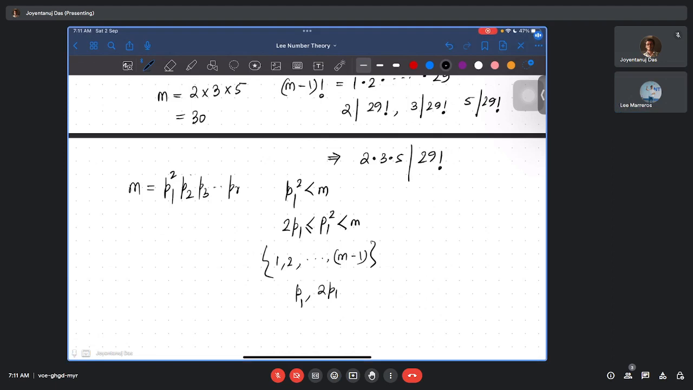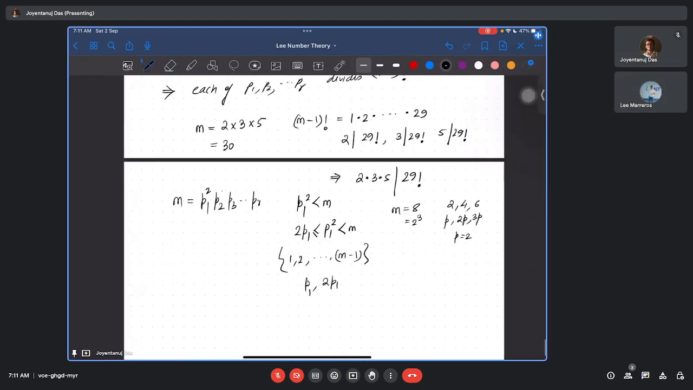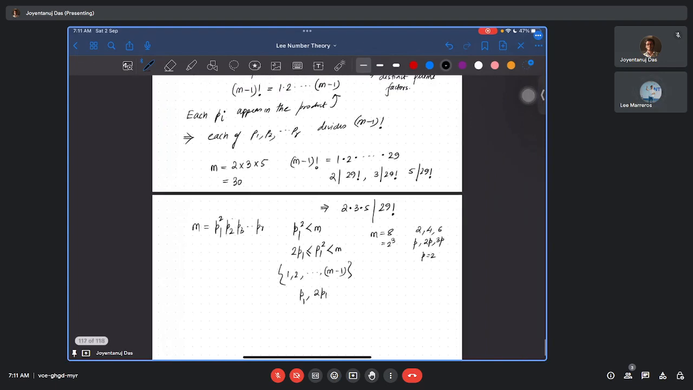So that's why when m was 8, I chose 2, 4 and 6. Those things I chose to cancel out this 8. Here p is 2, so 2 cubed. So p, 2p and 3p, these are the things I chose. So p is 2 here. So all the terms will appear before up to m minus 1. So it is always possible to divide.